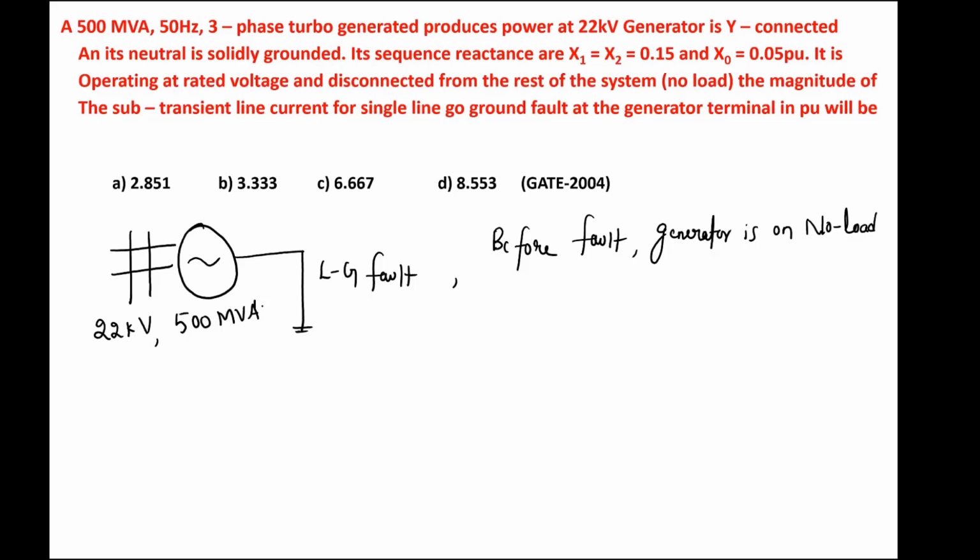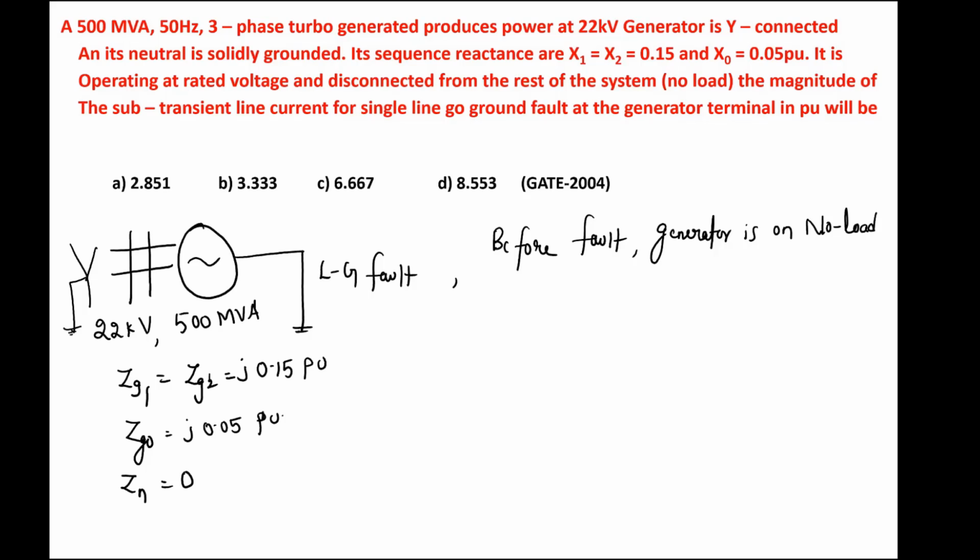Now the positive sequence reactance, he gave X1, X2, X0. We use the notations ZG1, ZG2 and ZG0. So ZG1 is equal to ZG2 is equal to J0.15 per unit, and ZG0 is equal to J0.05 per unit. How is this alternator grounded? It is solidly grounded. So your Zn is 0.